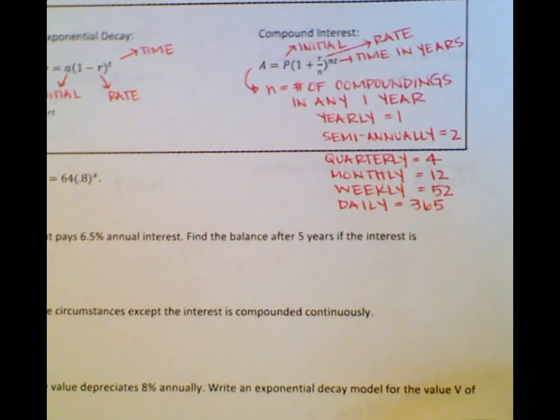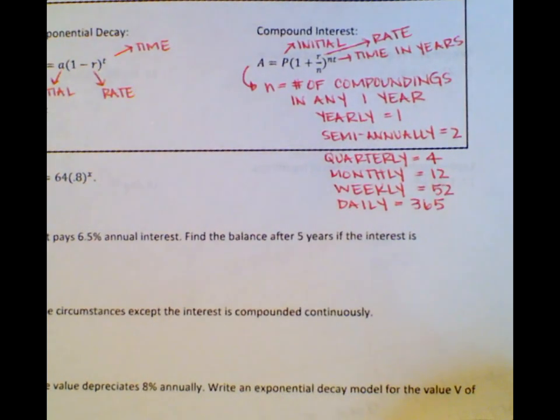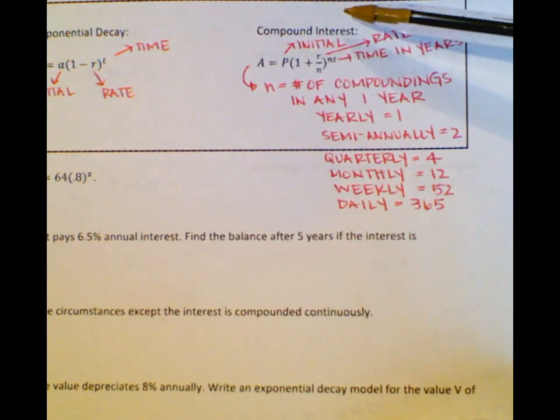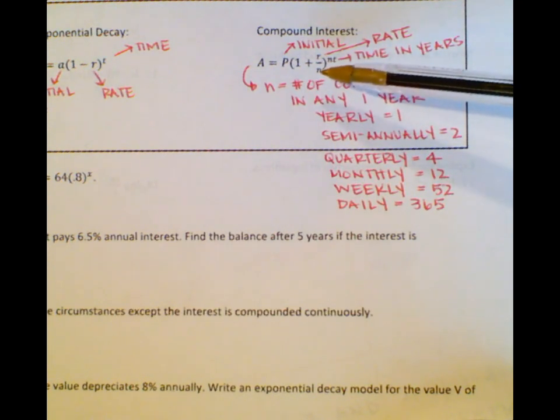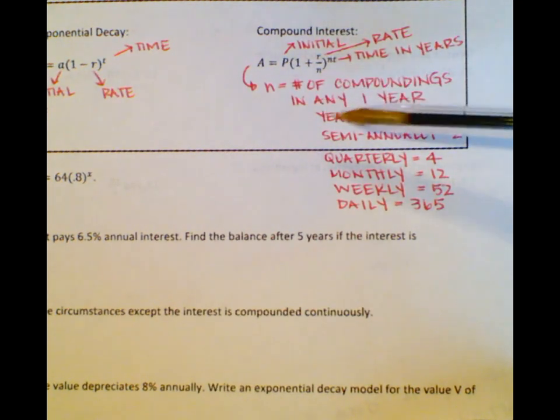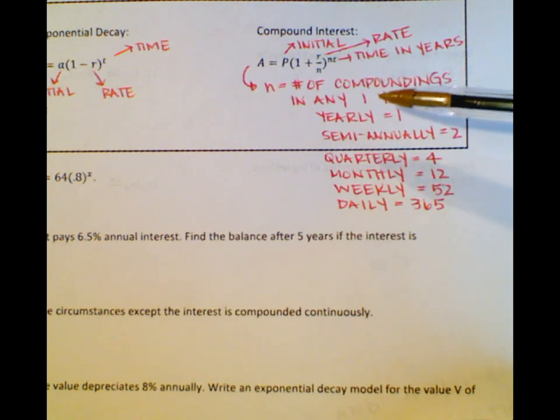Now let's cruise over here. Now I wrote some stuff down over here because I wanted to make sure that you knew what N meant. When we do compound interest, your P is still your initial amount, your R is still your rate, but the N is what's causing people some issues. Your N is your number of compoundings in any 1 year.